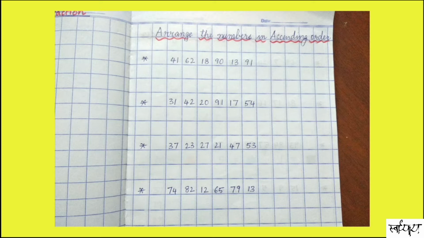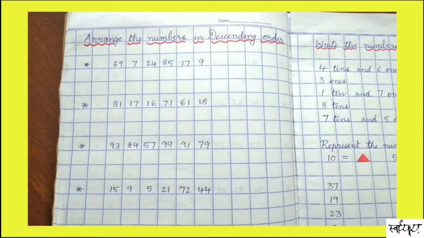The next question is arrange the numbers in ascending order. Ascending order or increasing order, that means we have to arrange the numbers from small to big. Next question, arrange the numbers in descending order. That means decreasing order, that is we have to arrange the numbers from big to small.